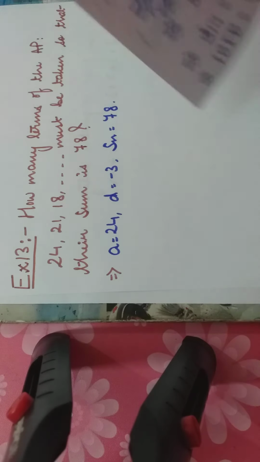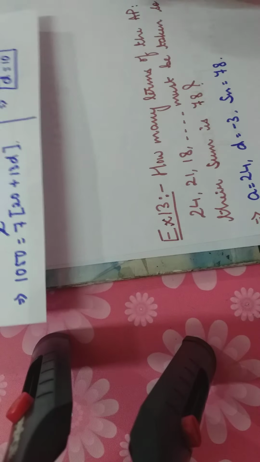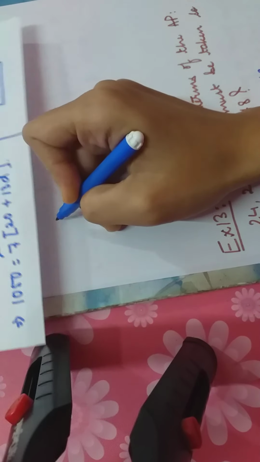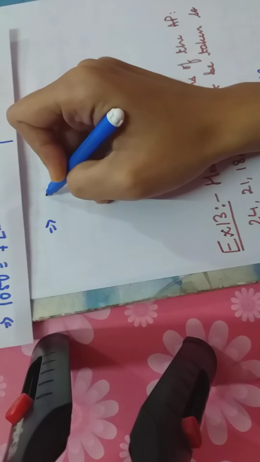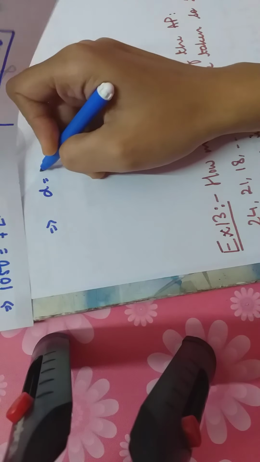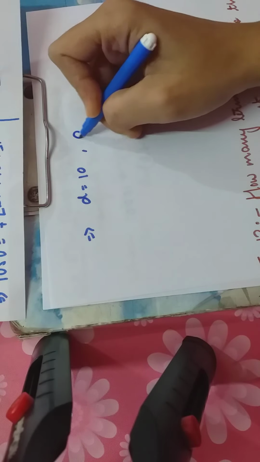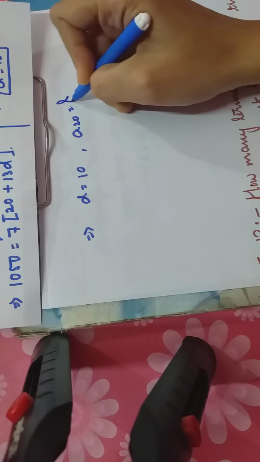I have to find the 20th term of that AP, okay. Since the D value I have solved and obtained as 10, I have to find the A20, the 20th term, okay.